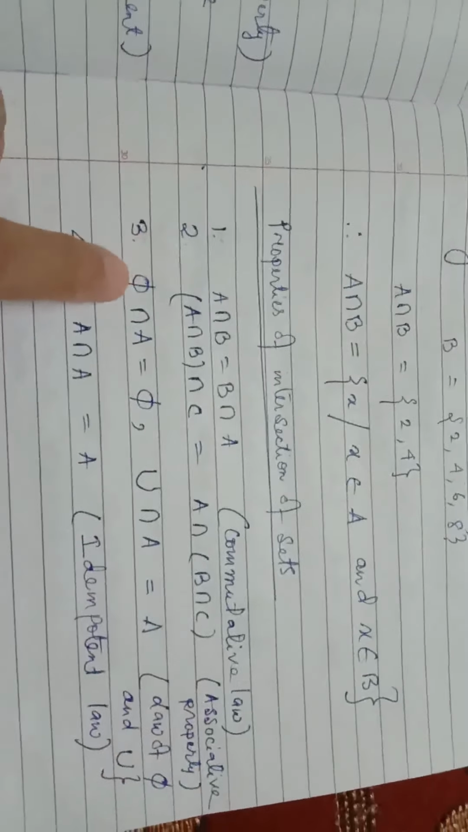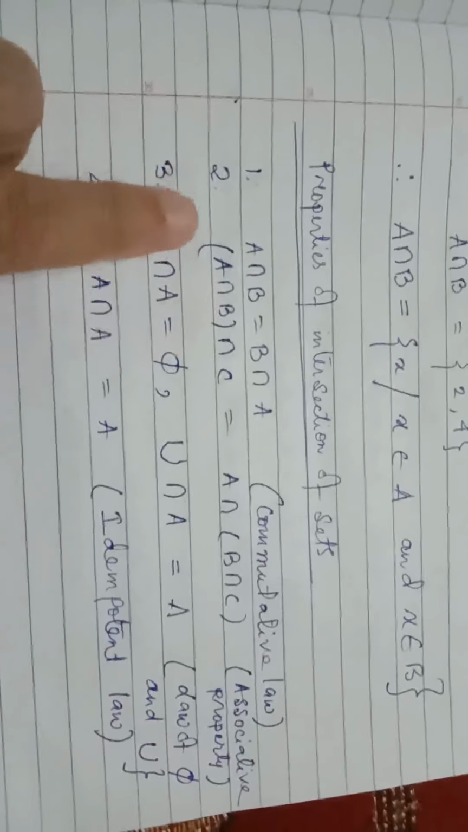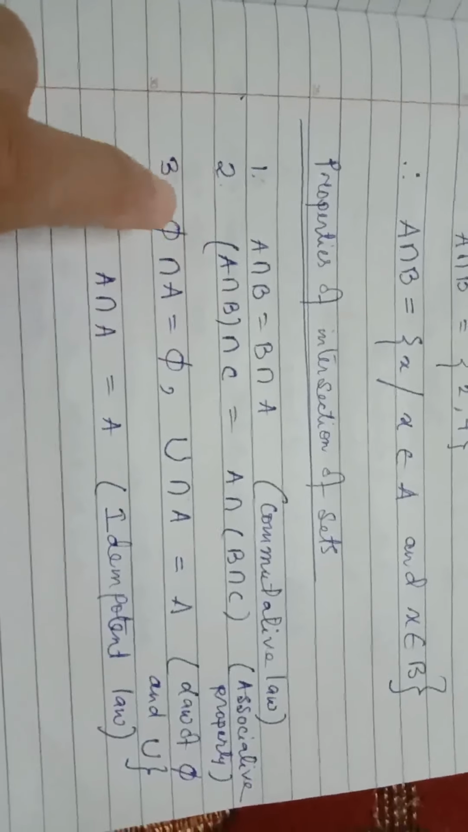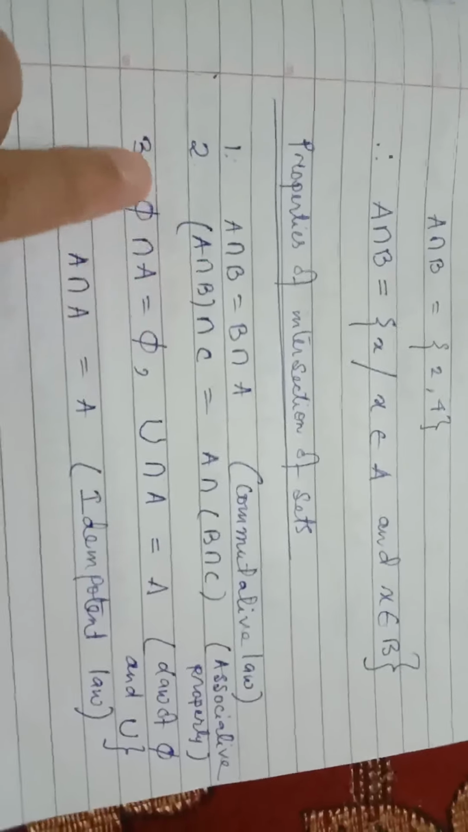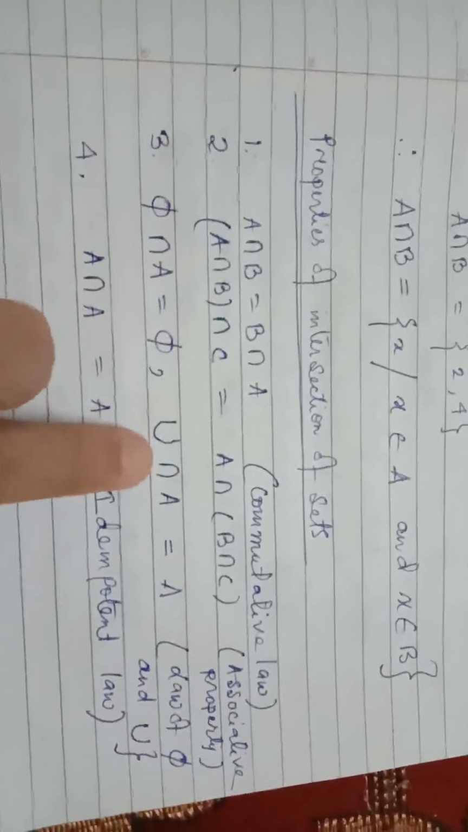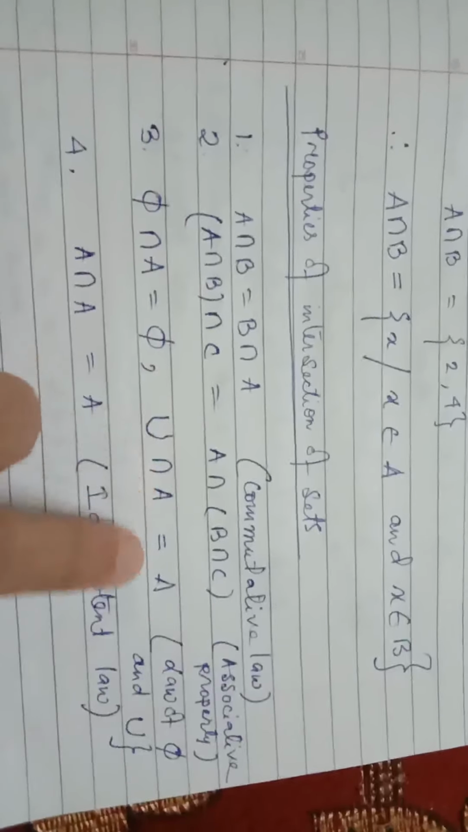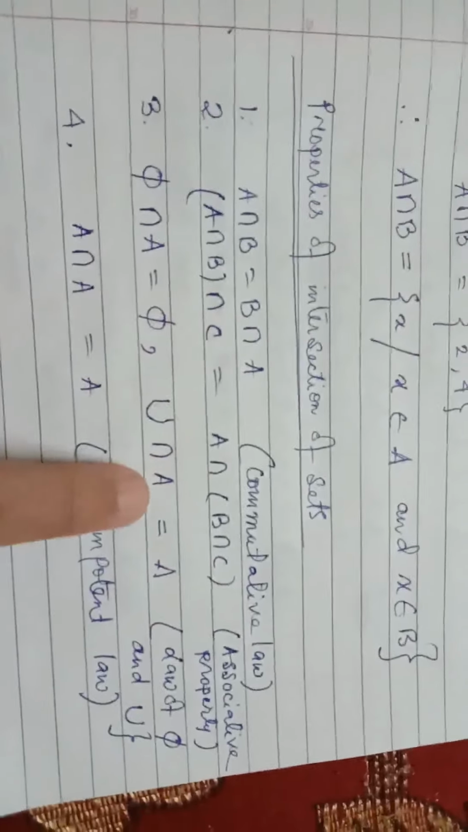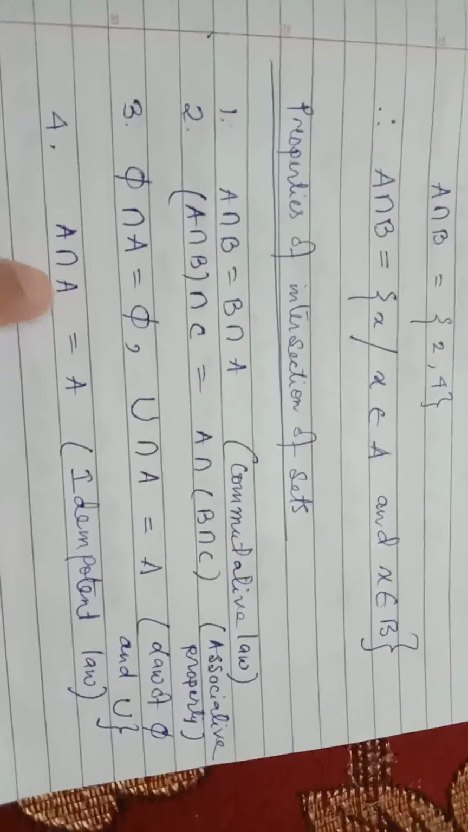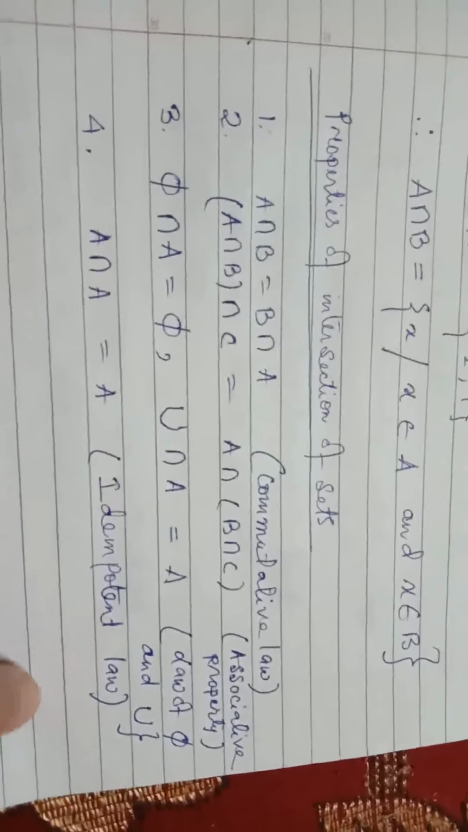Number 3, phi intersection A. The elements which are common to phi and A. There is no element in the set phi, so their intersection will be phi, because nothing will be common to phi and A. U intersection A, U is the bigger set, A is the smaller set, so U intersection A will be equal to A. This is called law of phi, this is law of U. And A intersection A is equal to A. This is called idempotent law. So these are properties of intersection of sets.